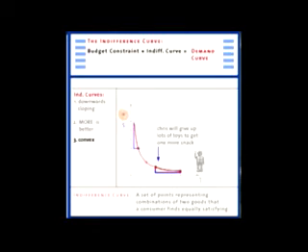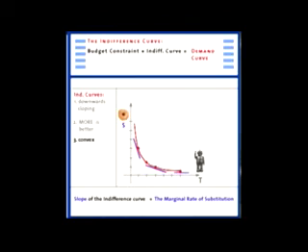Up here, where the slope is steep, the marginal rate of substitution between snacks and toys is very large. If I take away one of your toys, I have to give you a lot of snacks to compensate. The marginal rate of substitution tells you how many snacks you would require in exchange for one toy. As we move down the curve, the marginal rate of substitution gets smaller and smaller and smaller.